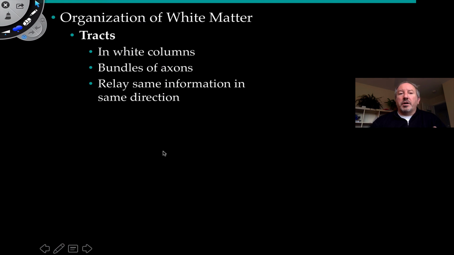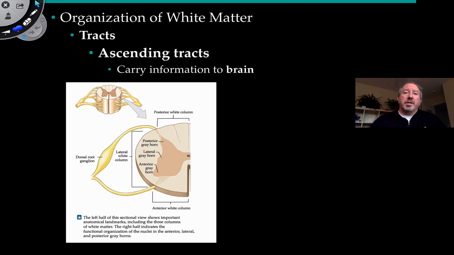And those are all about having tracts of axons, bundles of axons, if you will, and they relay information in one particular direction. So when I say one particular direction, you have something known as ascending axons or ascending tracts, because it's like a box of straws, all these axons. Those are the ones carrying information in the spinal cord toward the brain. So ascending tracts, that kind of makes logical sense, right?